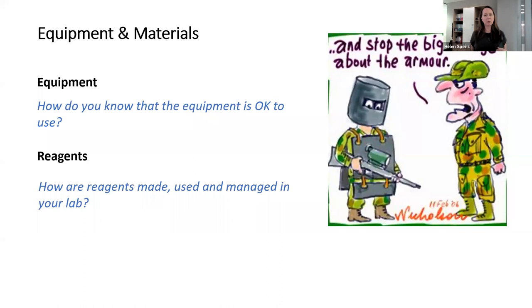Do you do monthly, weekly, six-monthly checks? Do you check your balance in between calibration? Do you check your oven temperature, or do you just believe the little 37 on the door? These are things that you should probably just build into your standard laboratory practice to make sure that it is doing what it says it's doing.